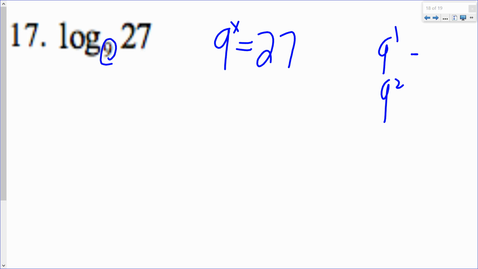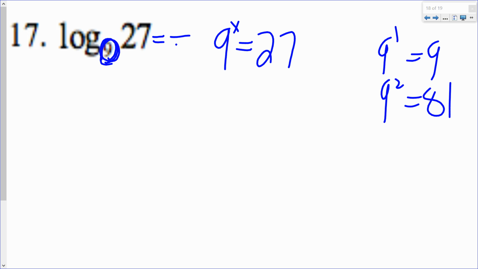So this is saying 9 to what power is 27? Well, 9 to the first is 9. 9 to the second is 81. So there's a little bit of a problem there because it skips right past 27. The only other types of exponents that we learned about are fractional exponents, and fractional exponents are radicals. So, can I take a root of 9? Yes, I can take the square root of 9.